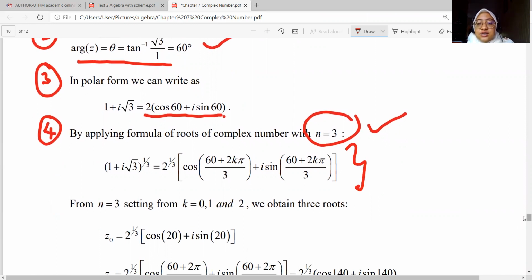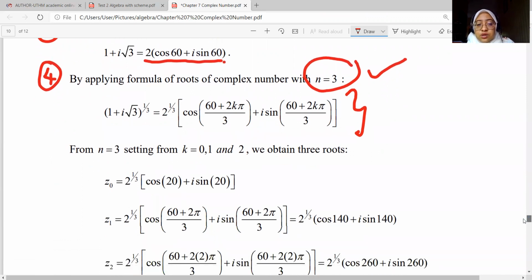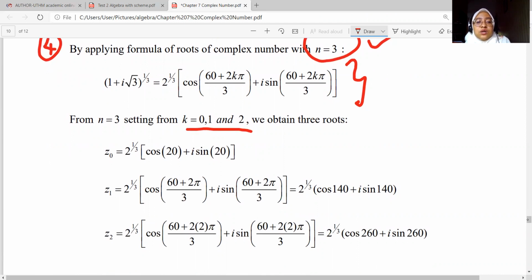Okay, bila kita nak cari satu-satu roots kita, k kita bermula daripada 0, 1, 2. Ini bukan z, awak perlu betulkan, sini adalah k0, k1 dan k2. So roots kita yang pertama, apabila k sama dengan 0, dia akan jadi 2 kuasa 1/3 darab cos 20 tambah i sin 20. Lepas tu k sama dengan 1 jadi cos 60 tambah 2 pi per 3 darab i sin 60 tambah 2 pi per 3. So dapat macam ni.